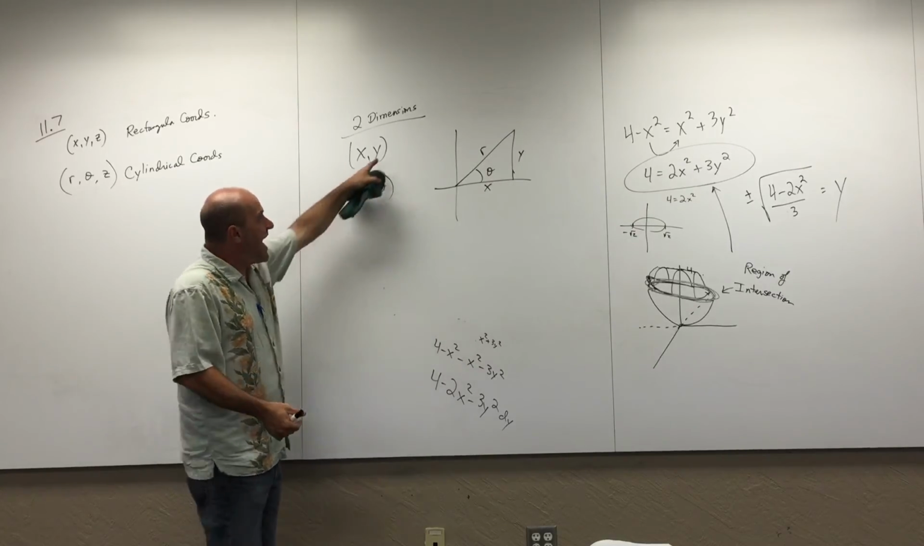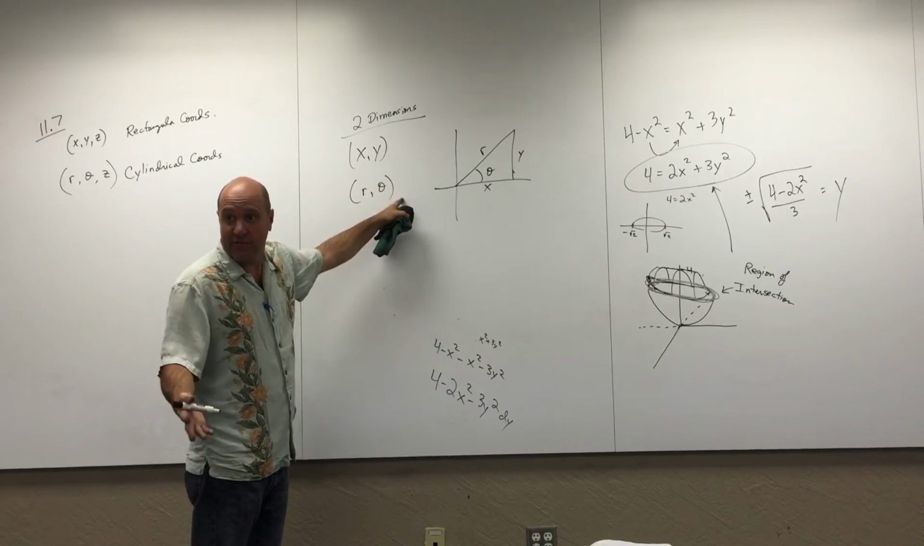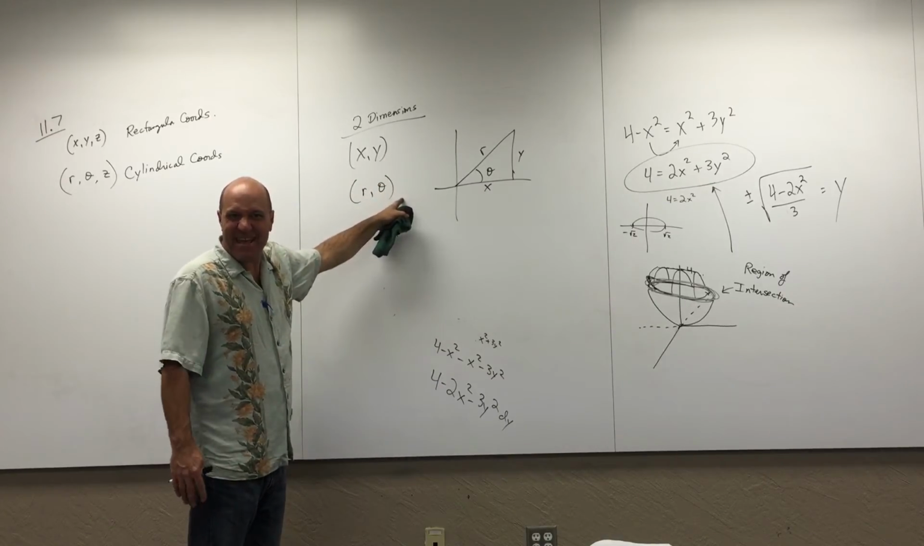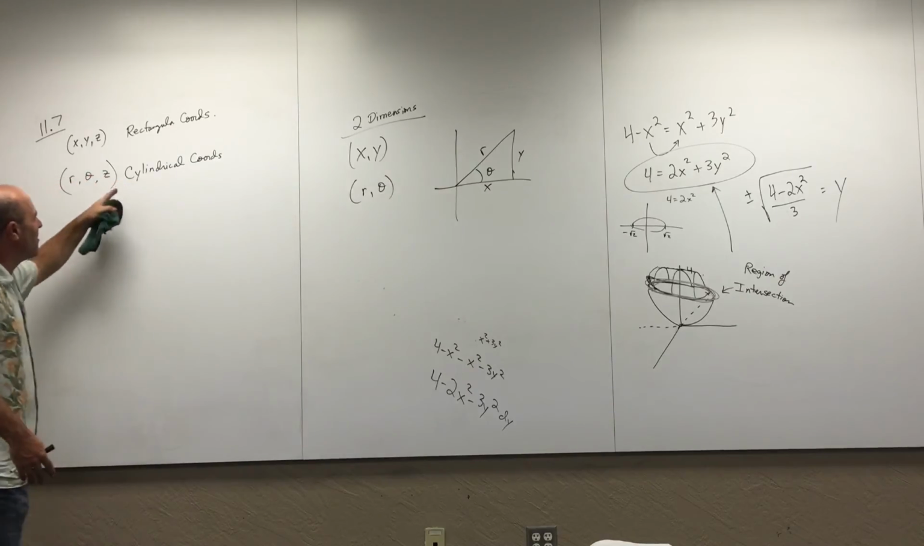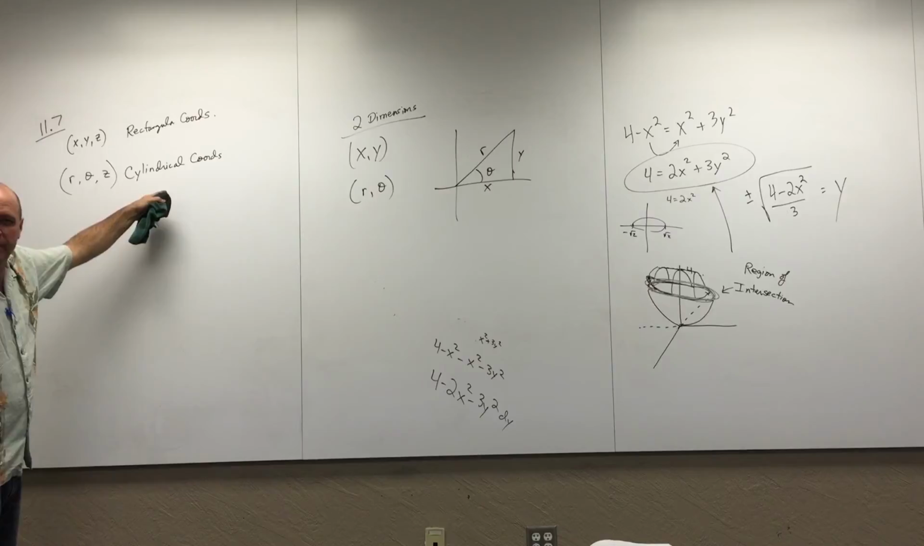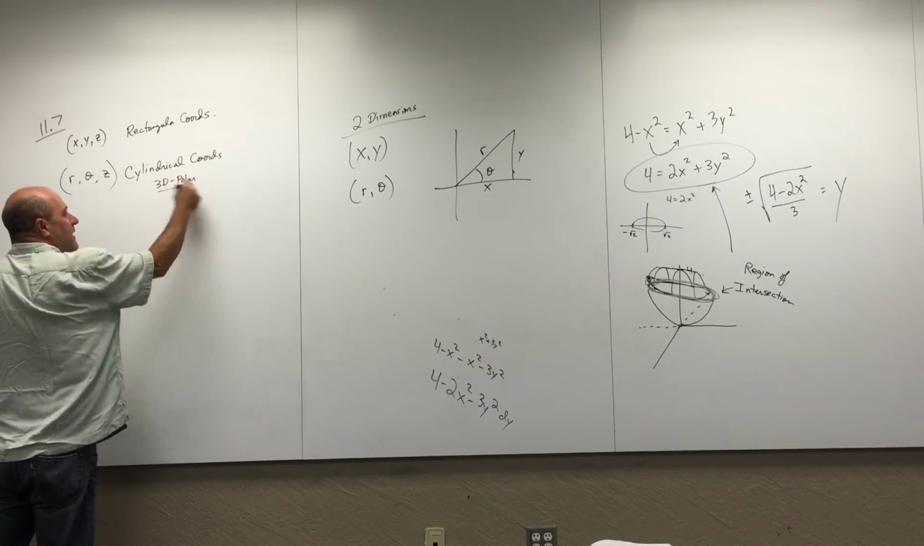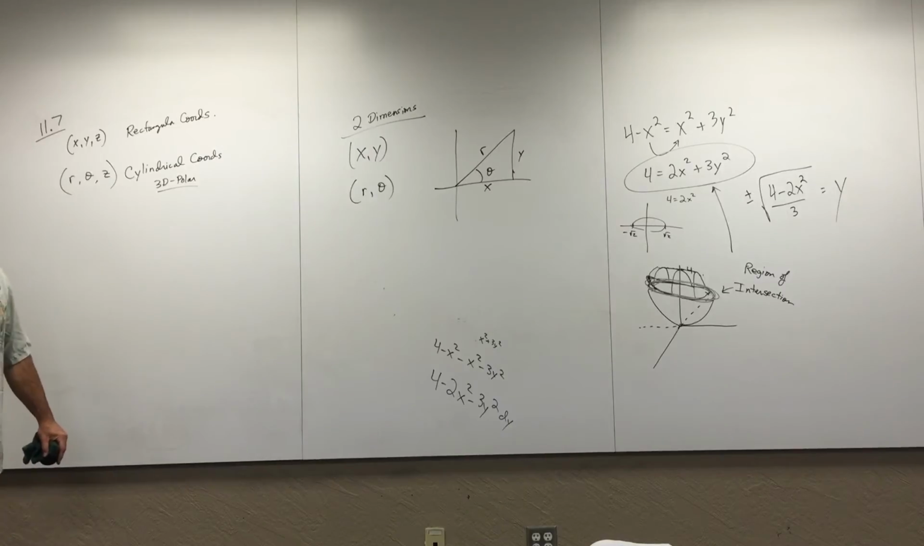Now add a z to that and you're in 3 dimensions. But its name now becomes cylindrical coordinates. The name is kind of weird to me. I like to call it 3D polar. It's just polar with a z attached.